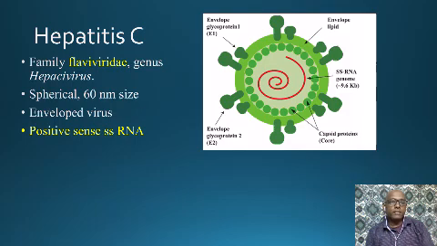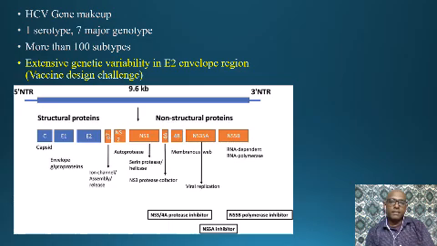It is a spherical virus which is having a positive sense single-stranded RNA and an envelope. There are many structural and non-structural genes in the HCV genome. One serotype and 7 major genotypes are there, and more than 100 subtypes are present. The extensive genetic variability in the E2 envelope region is responsible for the challenge which we get to design a vaccine for hepatitis C virus.